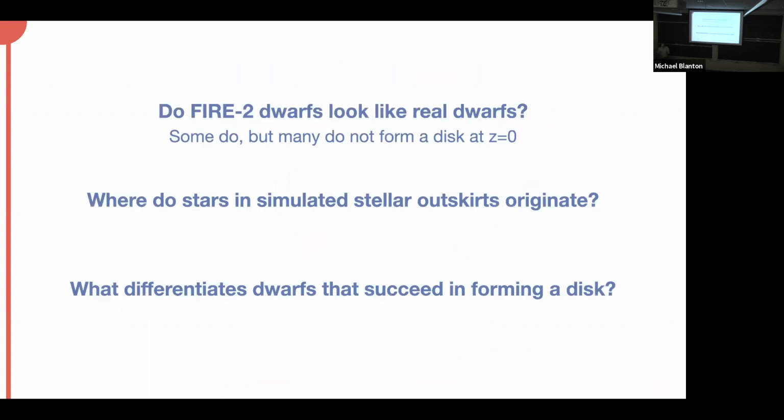Okay. So now that we've talked about whether FIRE dwarfs look like real dwarfs, we can really go to these next two questions, which is first, where do the stars come from? Wait, sorry, before that, what was the thing in terms of either the input physics or the initial conditions which separated out those two sets of galaxies? I will talk about that in a second. Okay. So where do the stars in simulated stellar outskirts originate? And then what differentiates the dwarfs that succeed in forming a disk from those that don't? Which is your question, I believe. Yeah. Okay.